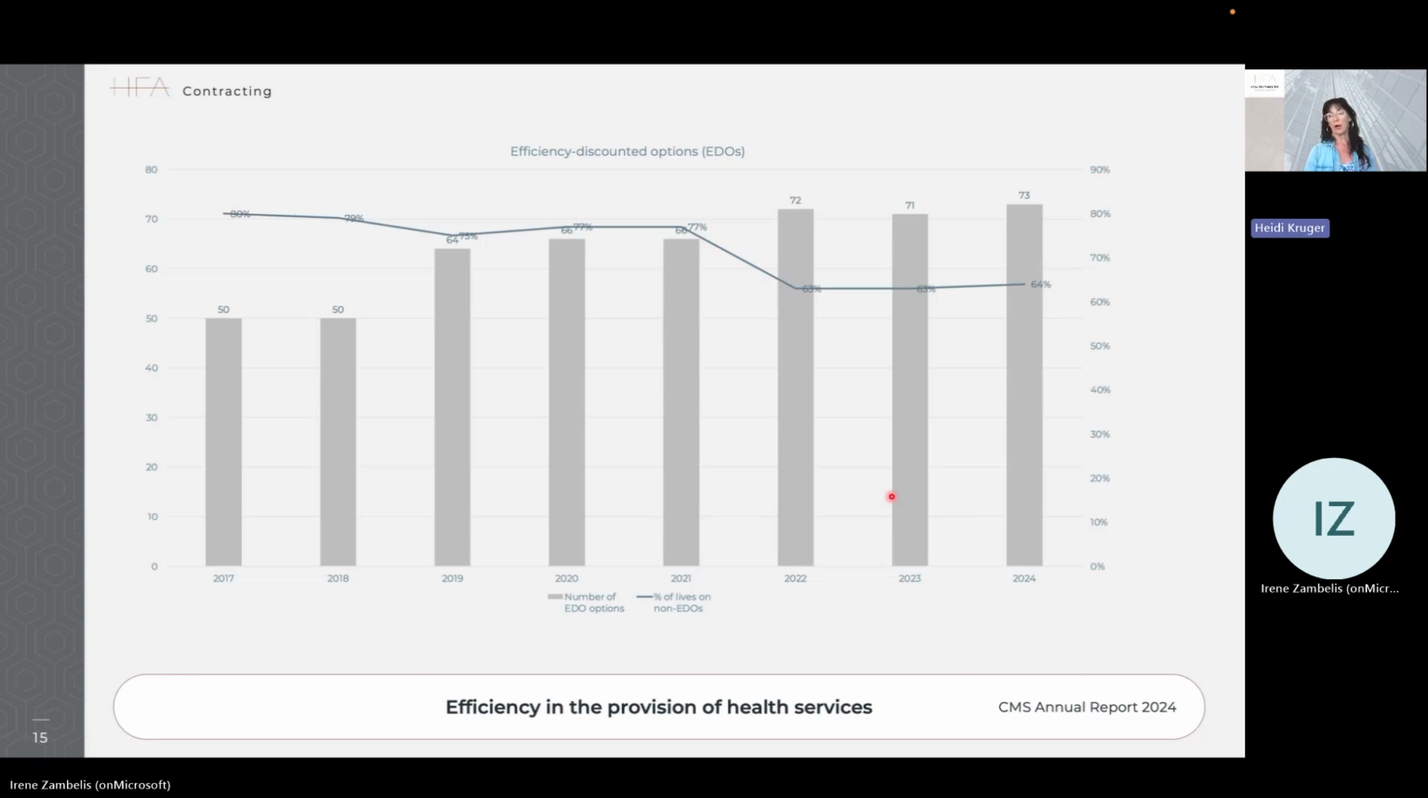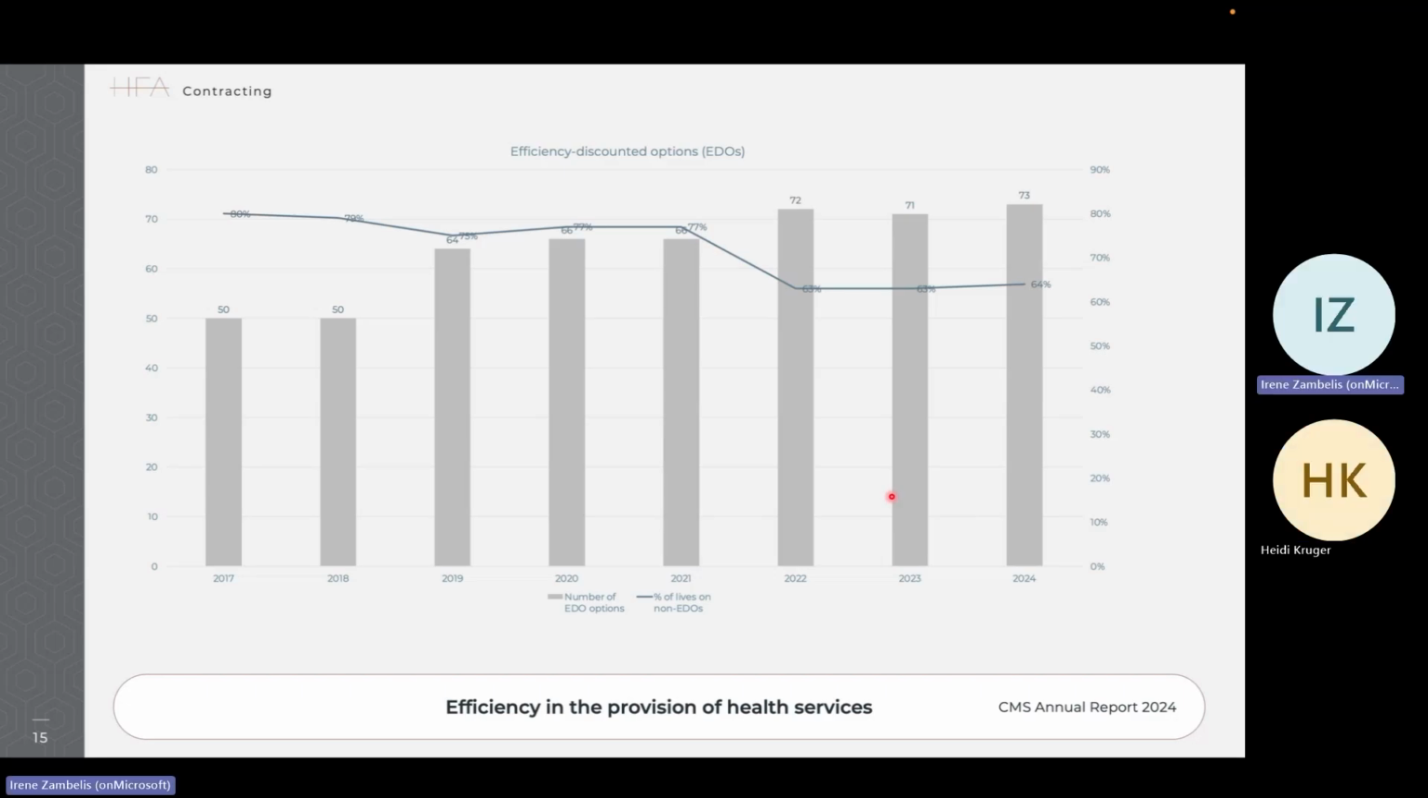Another term we hear often, and it is to the points that you've just been raising in the last few slides, are EDOs, which are efficiency discounted options. They're very common in medical schemes to improve efficiencies. Can you explain a little bit how they work, Irene?